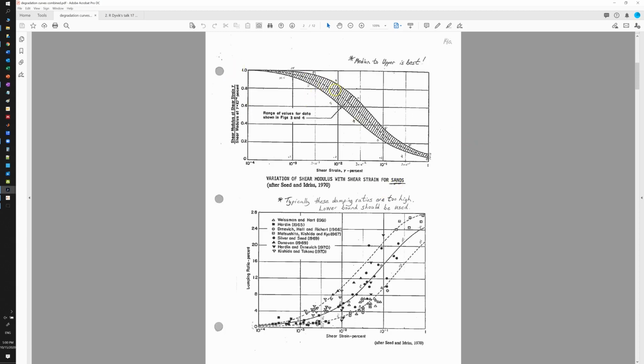And again, you see there's a range over there. So when you use those curves, you need to be very careful, and also careful about how to input the curve in your software package. And so again, you see how in the early days Seed and Idriss compiled all the data and then came up with the range of the damping ratio. So damping ratio is even harder than the shear modulus.